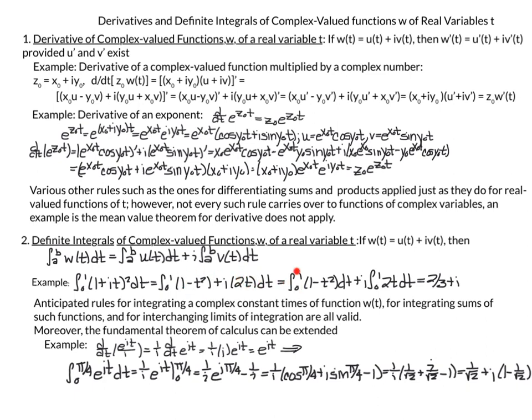So we can take the integral from 0 to 1 of 1 minus t squared dt plus i times the integral from 0 to 1 of 2t dt. And if you integrate this out, you'll see you get 2/3 plus i. You will see the anticipated rules for integrating a complex constant times a function w of t, which is similar to what we have over here, which we did not go over, but we will in the video.